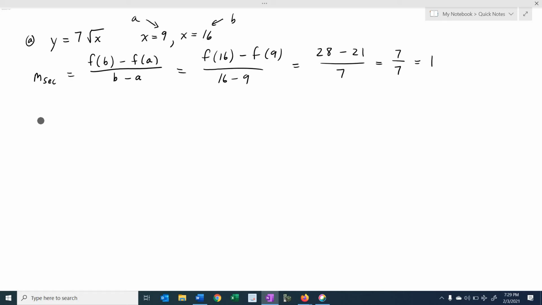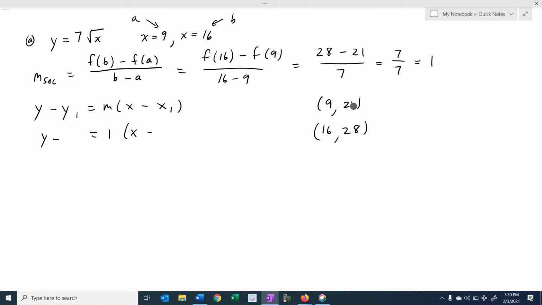Okay, now we have to find the equation of the secant line, and we can do that by just using the point-slope formula for the equation of a line. And we now know that the slope is 1. And now we just need to plug in any point on the line, x1, y1. And in this case, there's actually 2 points that we know on this line. The first one is 9, 21. And the other one we know is 16, 28.